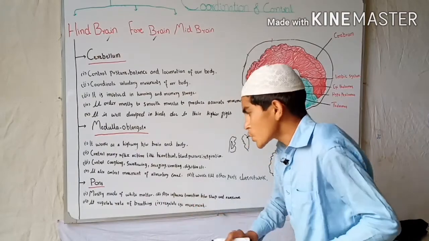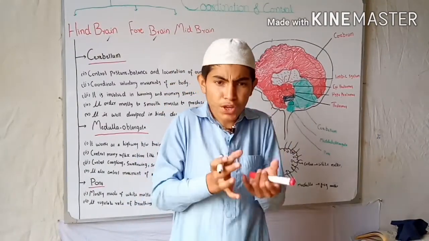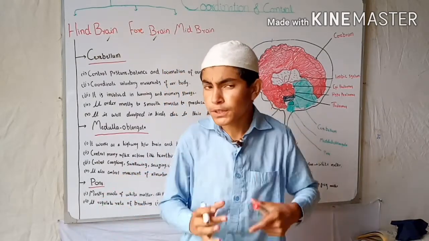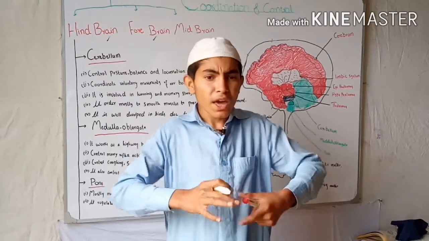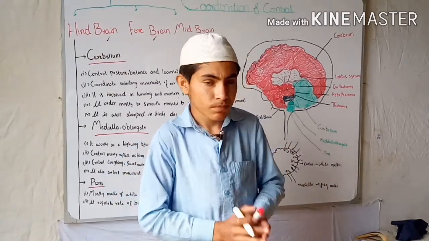It also regulates eye movement. So our eye movement is due to the pons. It is also a reflex action. So you can also say that the pons is a controller of our reflex actions.